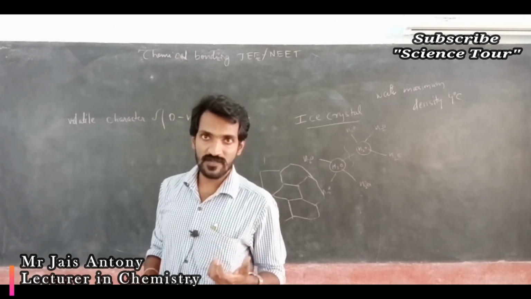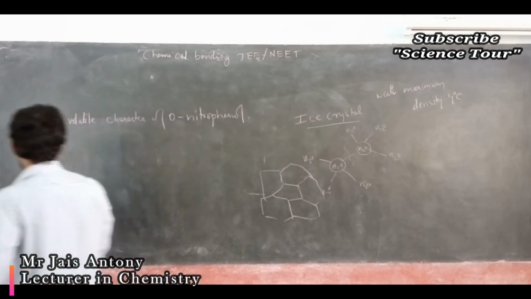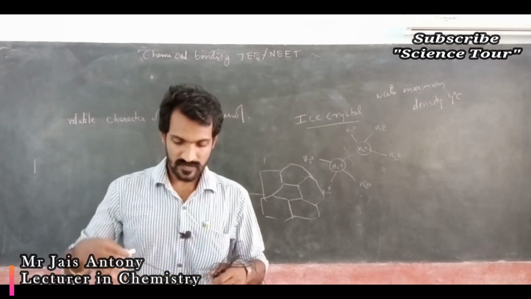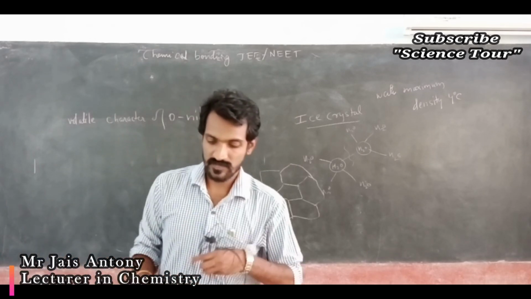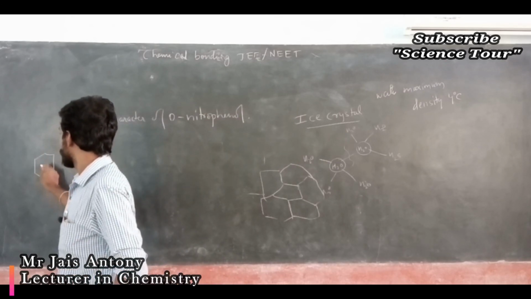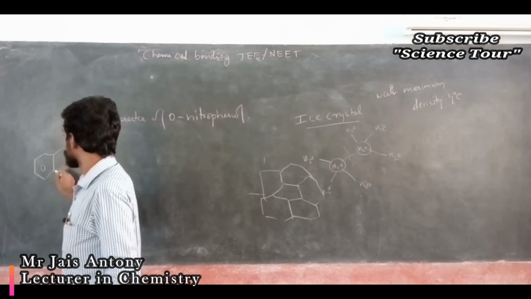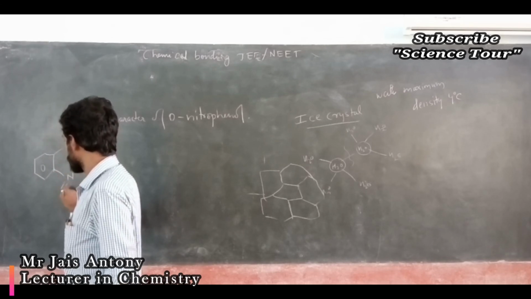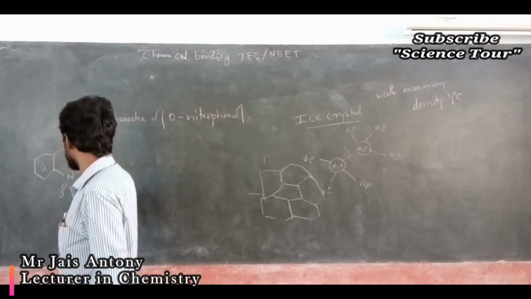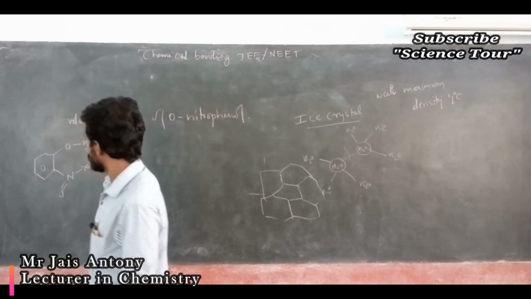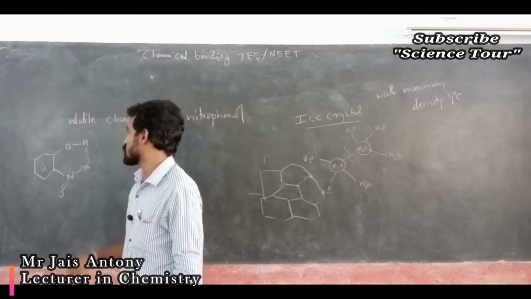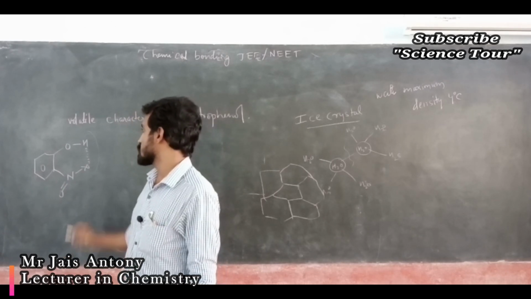What is the reason for this, my dear students, in orthonitrophenol? Here is the nitro group, and here one phenol. This phenol OH and this oxygen form hydrogen bonding. This is actually hydrogen bonding. This is actually a coordinate bond. Okay, this is actually hydrogen bonding.